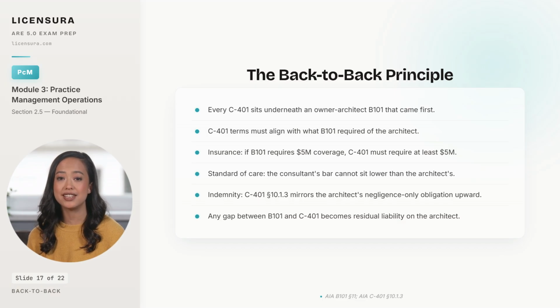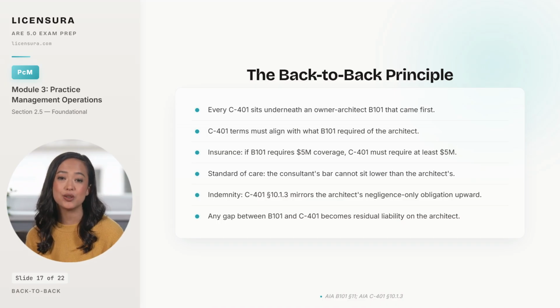Insurance is the clearest example. If the B101 requires $5 million in professional liability, the C401 must require at least $5 million from the consultant, never $1 million. Standard of care works the same way. The consultant's bar cannot sit lower than the architect's bar, because the architect cannot promise the owner a level the architect has not contracted for downstream. Indemnification is the finer point.